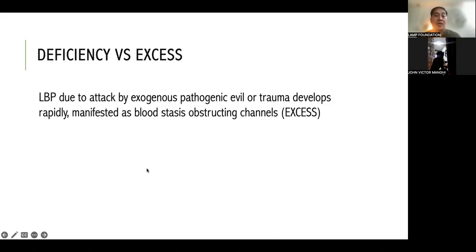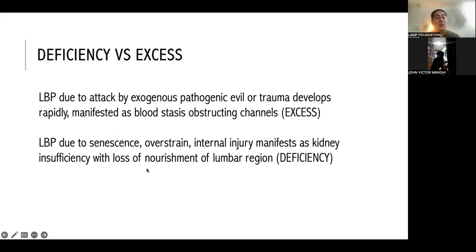So first, we need to differentiate: is it a deficient condition or an excess condition? When you talk about low back pain, you would have to qualify whether the condition is deficient or excess. Low back pain due to attack by exogenous pathogenic factor or trauma develops rapidly. So this will manifest as blood stasis that will obstruct the channels. So this is obviously excess. And low back pain due to senescence, overstrain, internal injury will manifest as kidney deficiency with loss of nourishment of the lumbar region. So this is a deficiency condition.